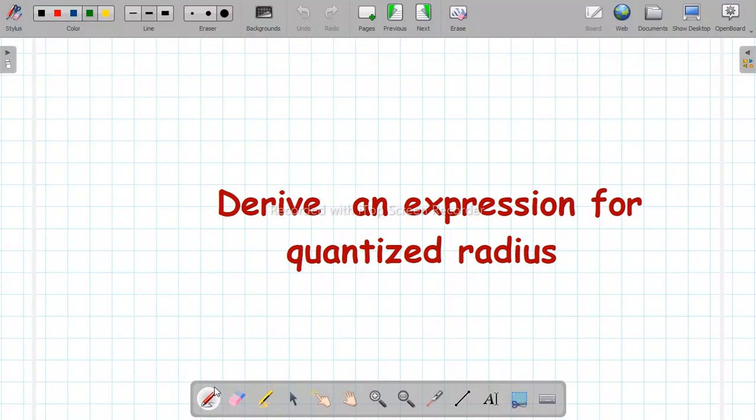Welcome back to the lecture series of atomic spectra. So far, we have discussed atomic model, types of a spectrum, spectral lines, and in this lecture, now we are going to discuss the quantization of radius. We are going to derive the expression for quantized radius.